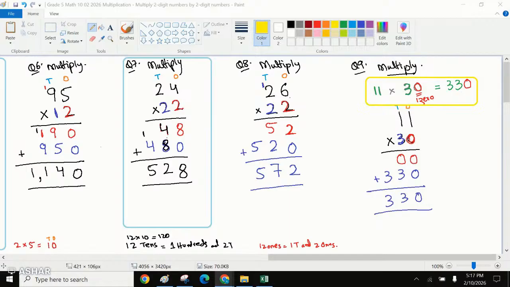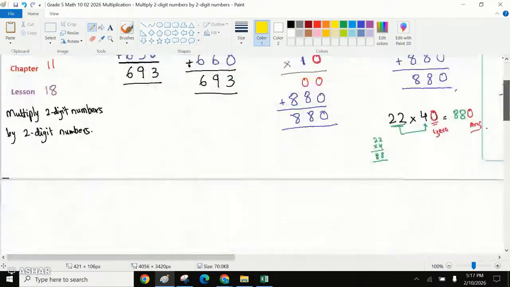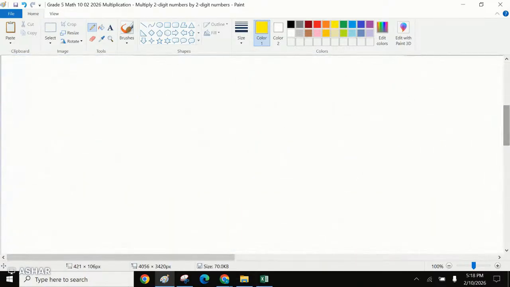Let's multiply a number by the same number. Let's suppose in question number 10, multiply 25 by 25. Let's see what the answer can be. If the same numbers are being multiplied, the same numbers when multiplied together are known as square numbers.